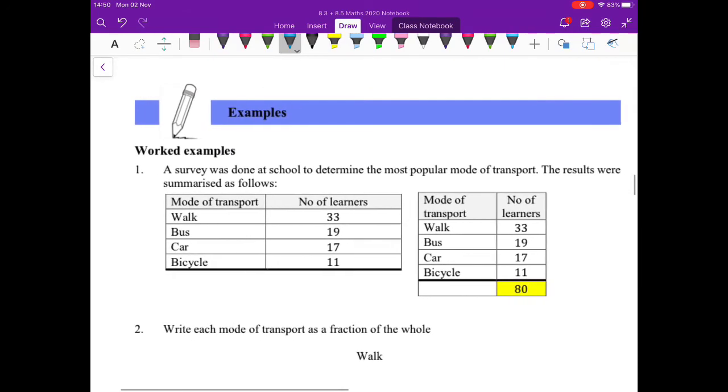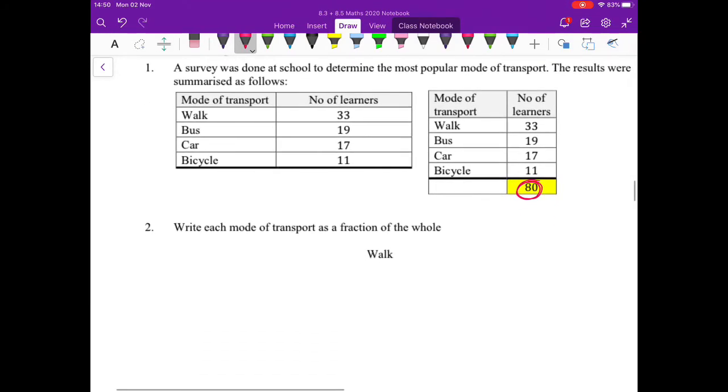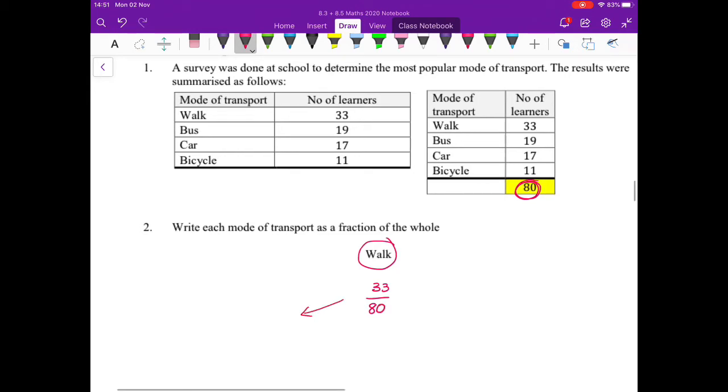So for example, a survey was done at school to determine the most popular mode of transport. So what I've done for you here, the first thing we have to do is we've got to add up how many in the whole. So for example, I'm going to go through walk with you. For the walk sector, the fraction, so we always get a fraction. So 33 out of the 80 people walked.